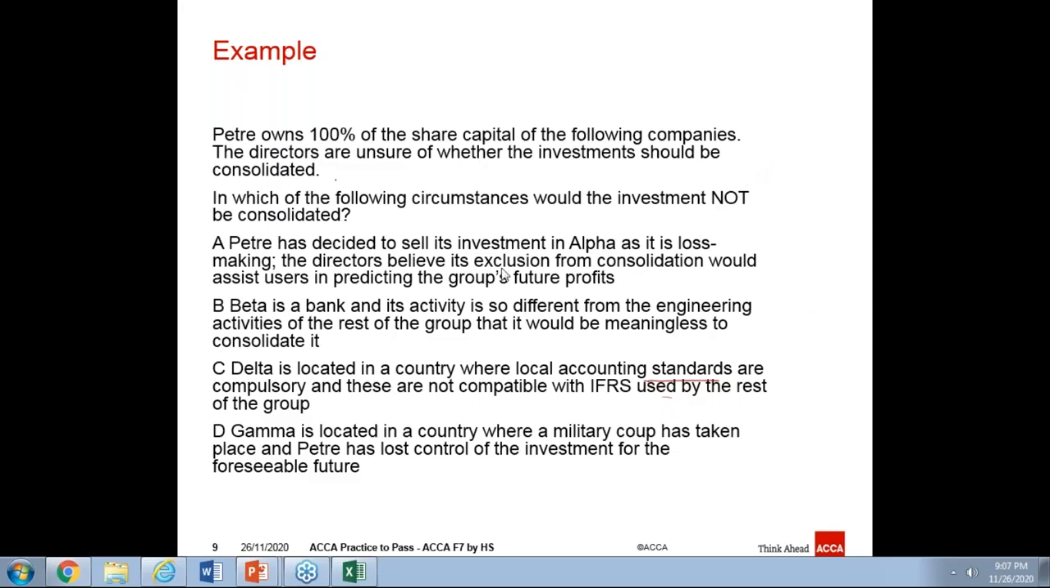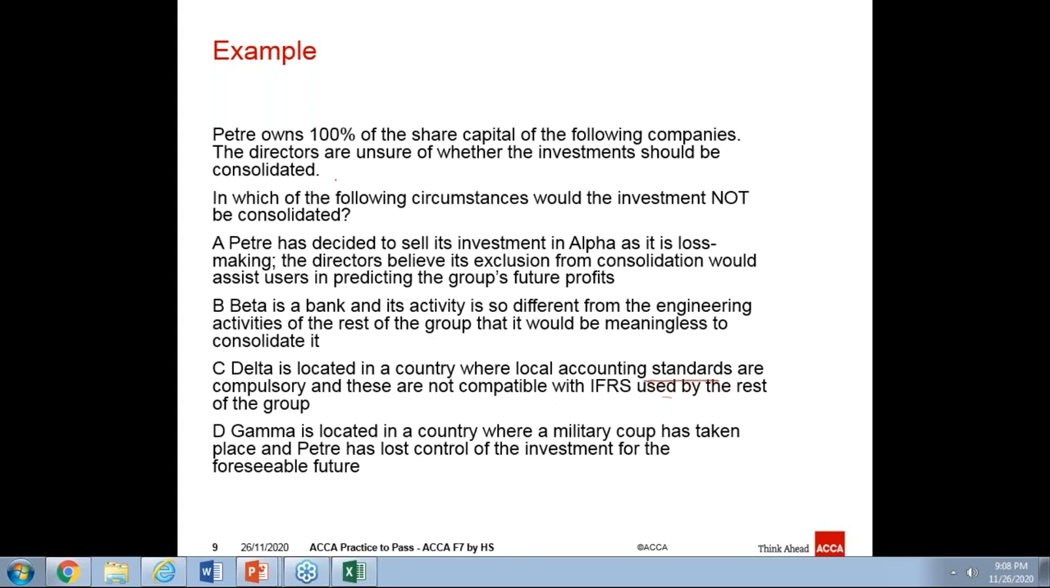Now, there are some students who are saying that D is the right answer, but you have to analyze each and every option in order to have a grip on theoretical based questions. Peter owns 100% of the share capital of the company. The directors are unsure whether the investments should be consolidated. Which of the following acquisitions would not be consolidated? Not is a very important point. So out of the 4 options given, which of the following should not be consolidated?